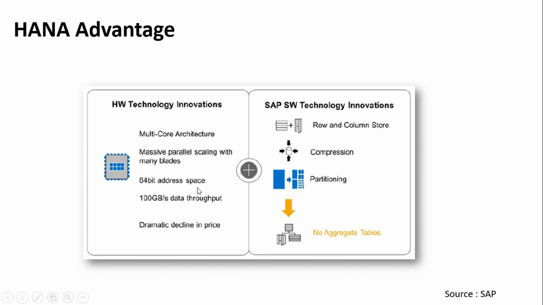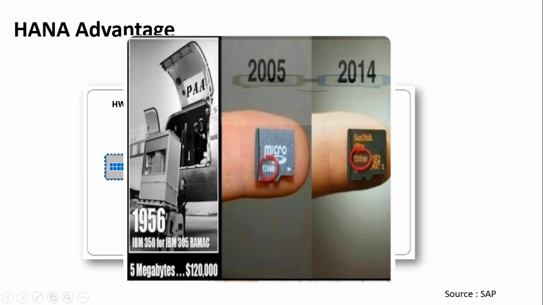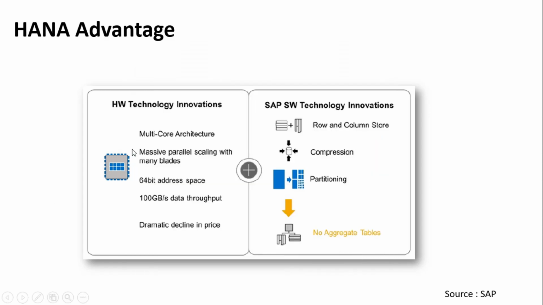We have a 64-bit address space. Earlier it was 32, so that is a big advantage. And you can get 100 GB of data throughput per second from the HANA database. And as I said, there is a dramatic decline in prices, and it has been happening for 50 years, I would say. A 5 MB chip was as big as a wardrobe, and now we have 1 TB in a small chip. So hardware prices have been decreasing over the years, and this is no different, which has given a big advantage to HANA adopters.